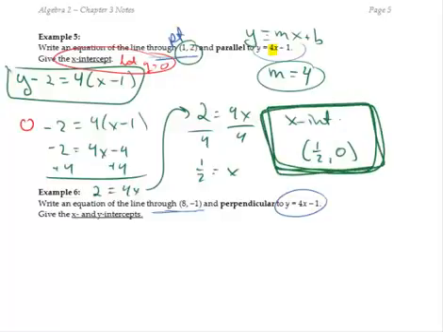So that's the second part of our answer. Here's the equation we wrote, and here's the x-intercept of that line. So if you were to plug this into your calculator or graph it by hand, this is where you would see it crossing the x-axis.